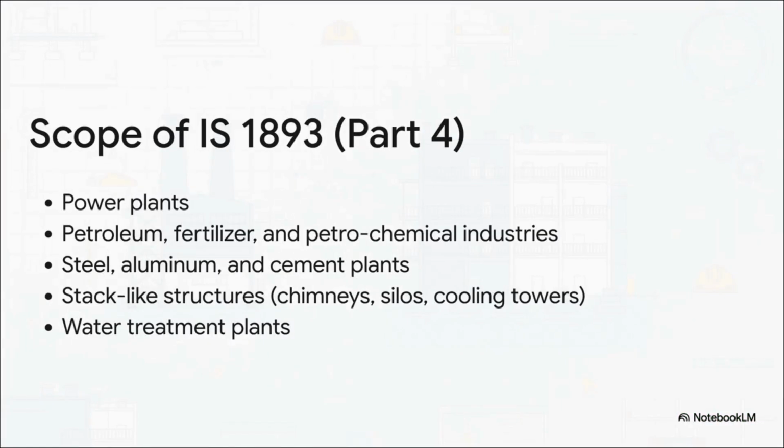Now, let's be clear, this standard isn't for your average office building or shopping mall. Part 4 is written specifically for the heavy hitters, the core of our industrial infrastructure. We're talking about the power plants that light up our cities, the factories producing essential materials, and facilities handling things that you really don't want spilling. It's incredibly comprehensive, covering everything from huge steel plants to those really tall, skinny chimneys and silos you see everywhere. Each one has its own unique challenges that a general building code just can't handle.